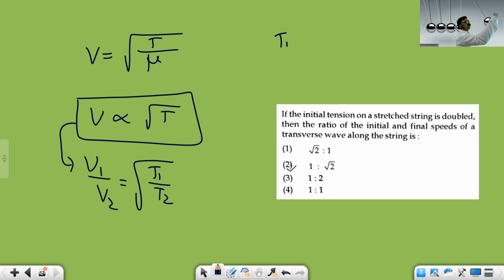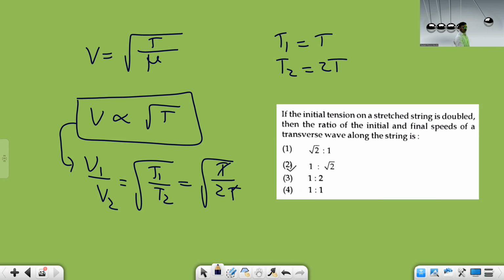They mention the tension on a stretched string is double, and they ask for the ratio of initial and final speeds. So if T1 is T, then T2 I can write as 2T. They're asking the initial and final speed ratio. Simple: it is T by 2T, the T cancels, and the ratio is 1 by root 2. I can take it as the second option. It's a straightforward, simple sum. Next. I hope you are clear up to here.